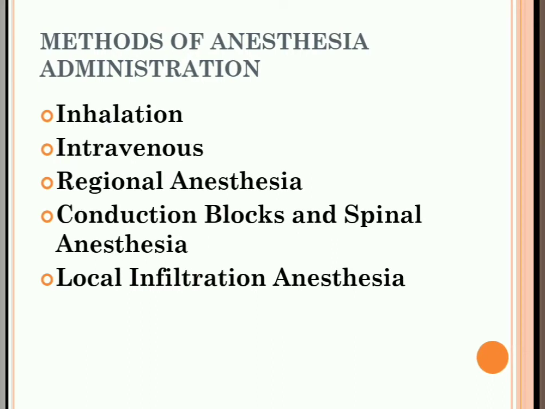Conduction blocks and spinal anesthesia. This may be subarachnoid block, epidural block, and your spinal anesthesia. They are commonly used for your CS, hysterectomy, appendectomy, and any abdominal surgery or amputation. For your epidural anesthesia, the injection of your local anesthetic is into the spinal canal in the space surrounding your dura mater. Your epidural anesthetic will now block your sensory, motor, and your autonomic function.